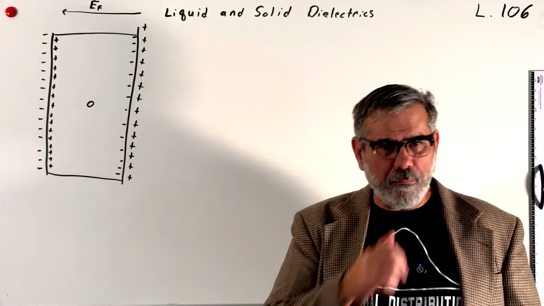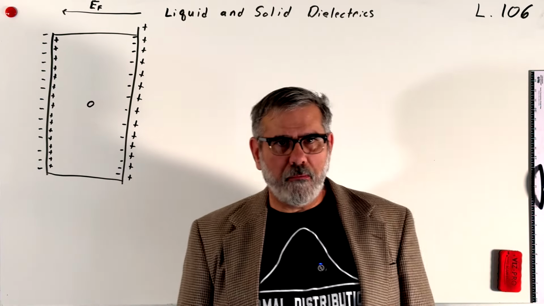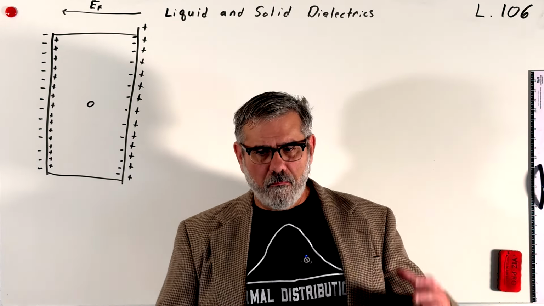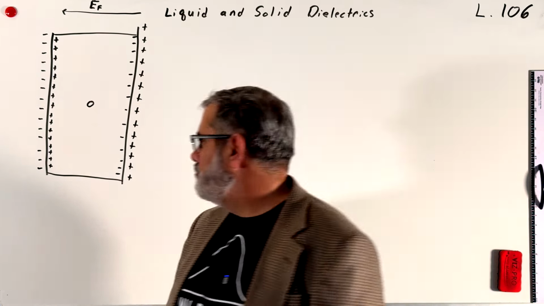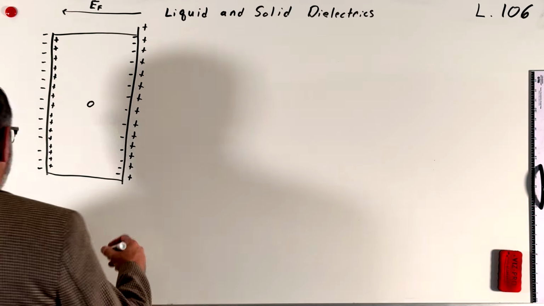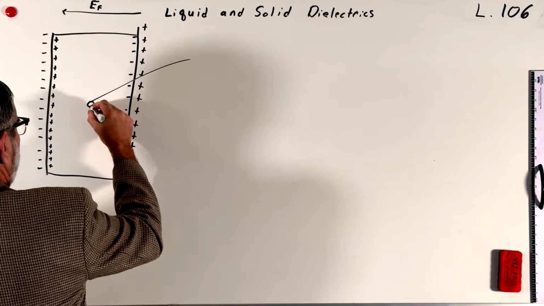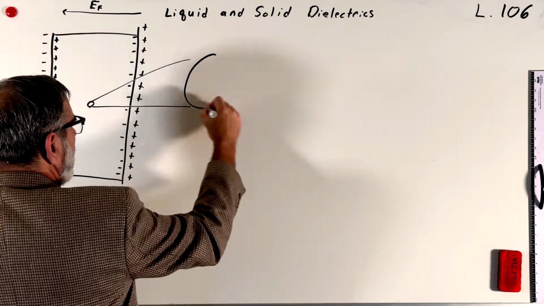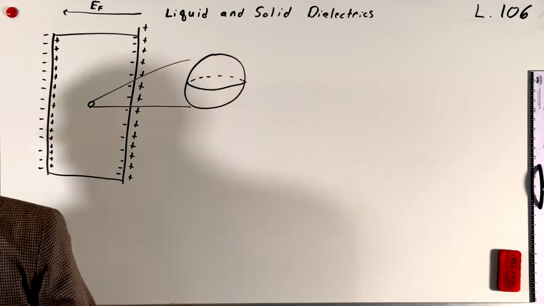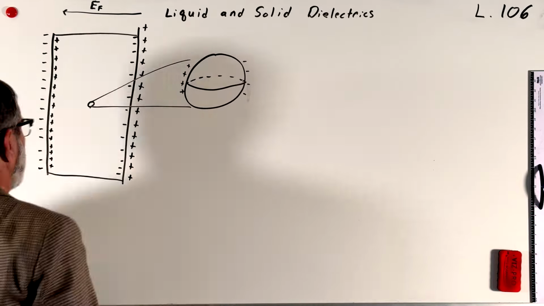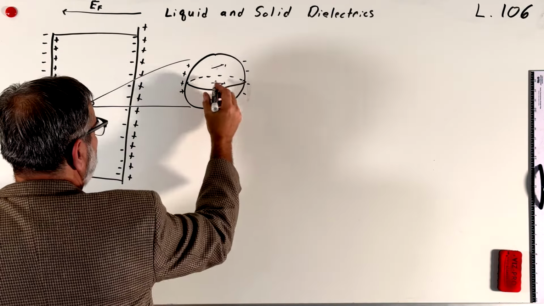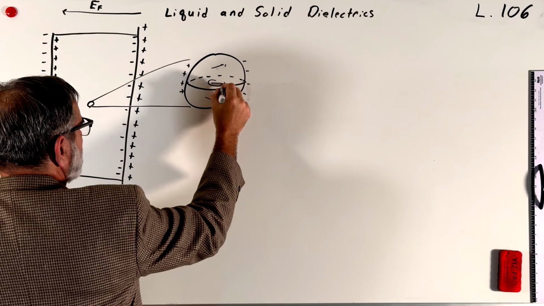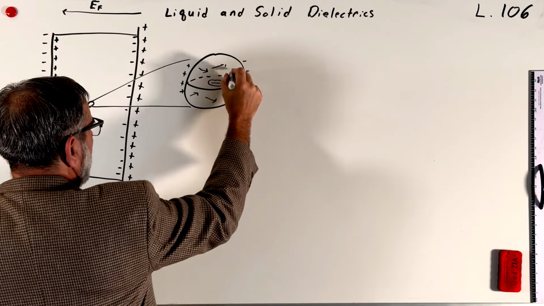Okay? But it can't be too small either. We want the sphere to be big enough so that we have quite a few dipoles inside of our sphere. Okay? So if I were to blow this sphere up, for example, and look at it more closely, I wish I had a different colored pen. I'm going to circle the dipole in the center.